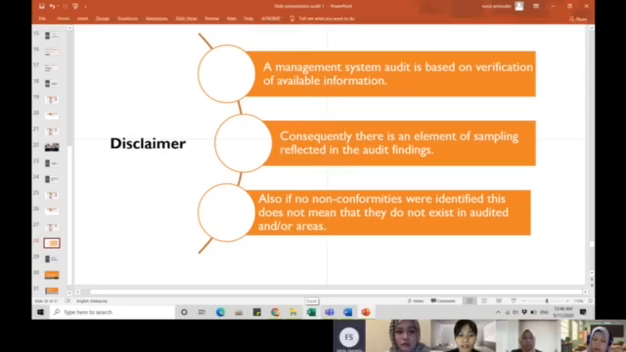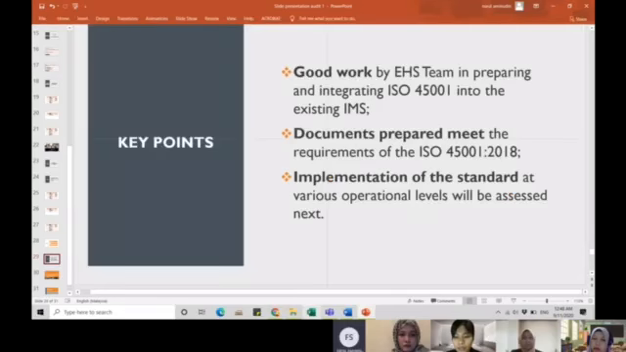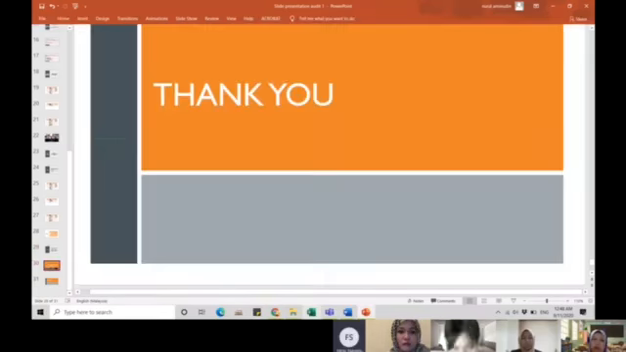The key points that will be highlighted here: the first one is good work by the HSE team. Second, the documents prepared meet the requirements of ISO 45001:2018. And lastly, implementation of the standard at various operational levels will be assessed next.